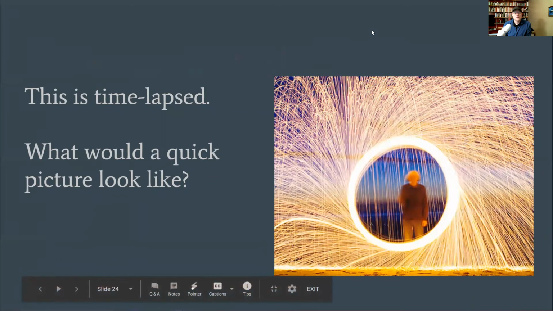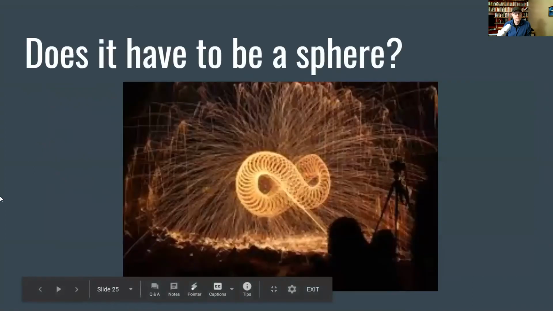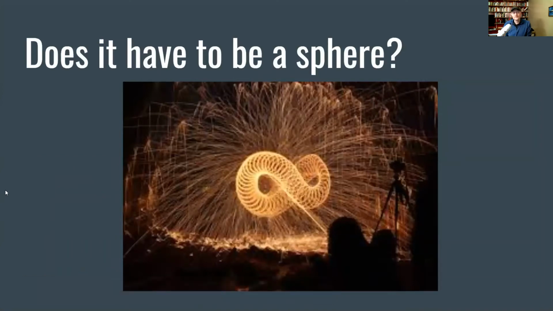All right, so this is time-lapse. What would a quick picture of this look like? As we talked about, there'd be one spot rather than the entire circle that would be in effect. Does it have to be a sphere or a circle? Well, no, most definitely not. It depends on how you decide to start spinning the thing around. You'll notice in this particular form, they did a series of a figure 8.